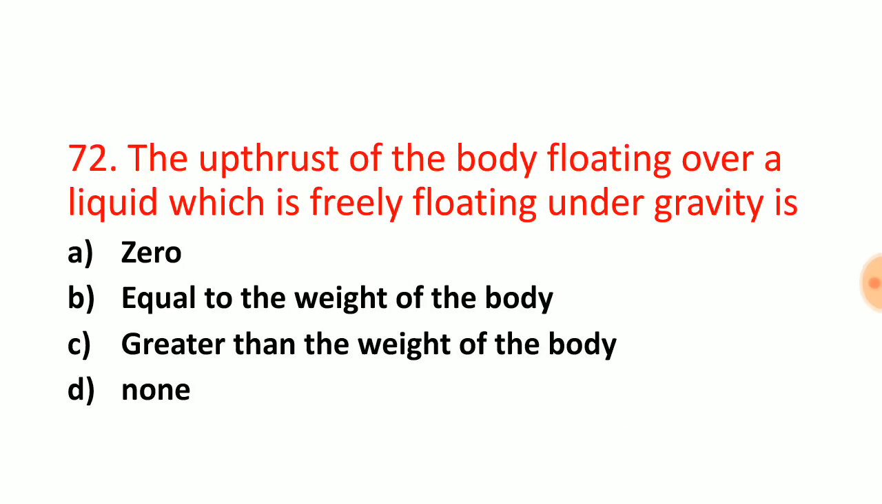Question number 72. The upthrust of a body floating over a liquid, freely floating under gravity, is. In such a case, when the body is freely floating, according to Archimedes principle, the upthrust should be equal to the weight of the body in order to float freely. So the upthrust is equal to the weight of the body.